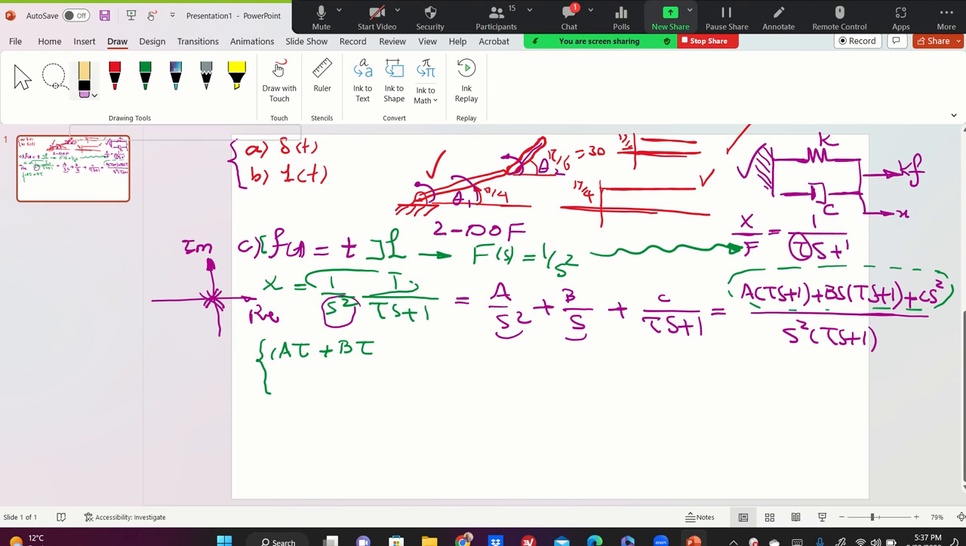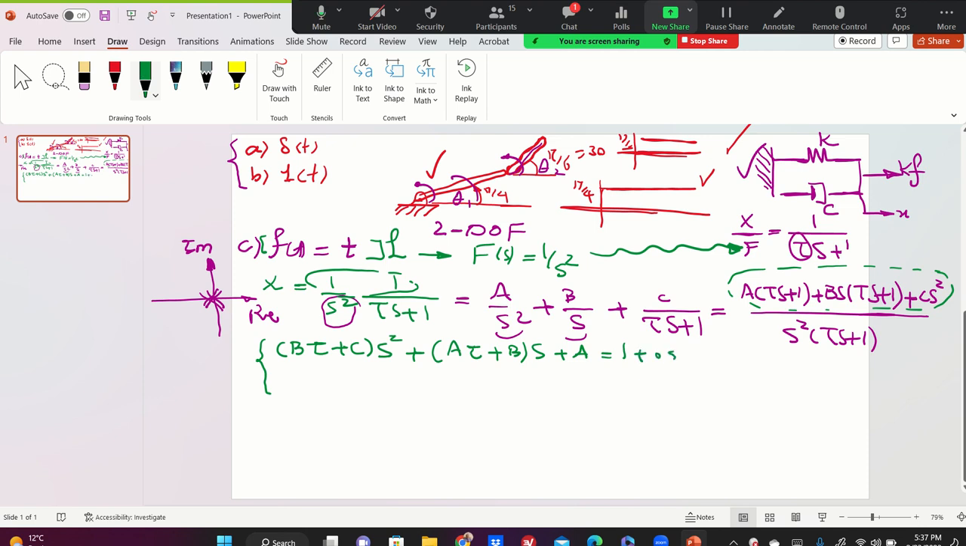Let me see. No, there's no A here, guys. So it's going to be, sorry guys, because I'm developing this with you, I have no notes. So B tau s squared plus C s squared, plus (A tau plus B) s, plus A equals 1.